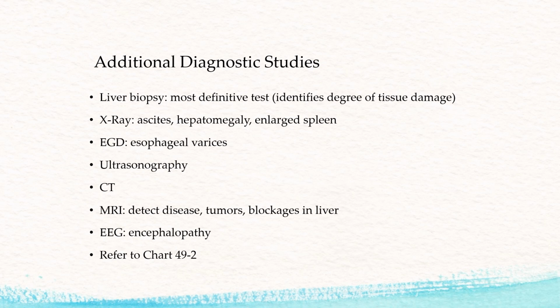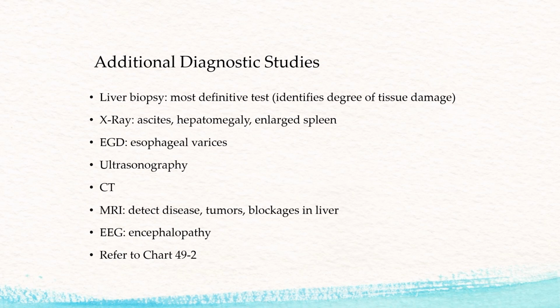So these are some additional diagnostic tests that we can do if your lab testing is not diagnostic. So most of the time we're going for that liver biopsy. That's the most definitive test, and it identifies the degree of tissue damage. The major complication with that is peritonitis, which is when the blood or bile after your biopsy drains into the abdominal cavity, and it can cause infection. It can even cause death.